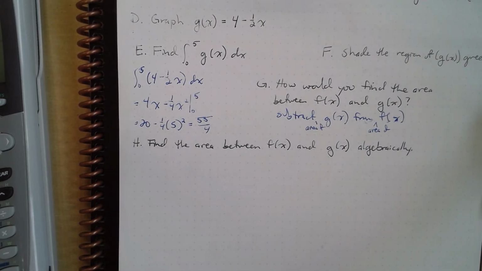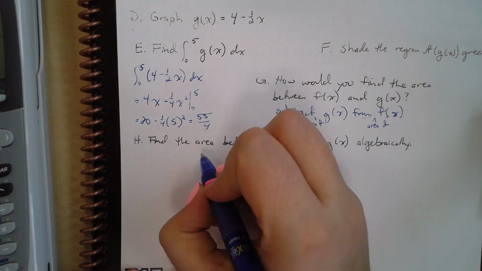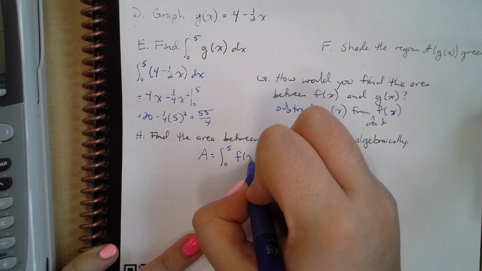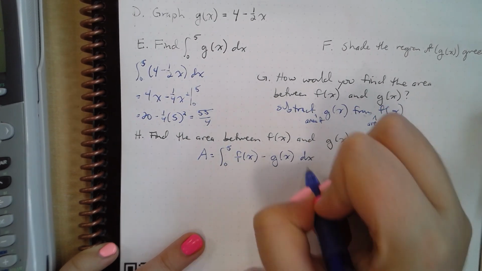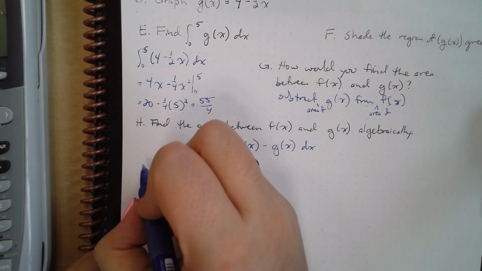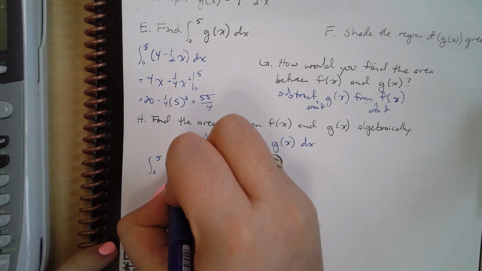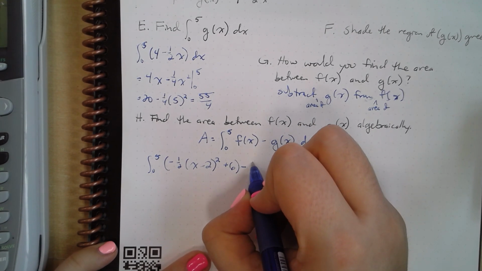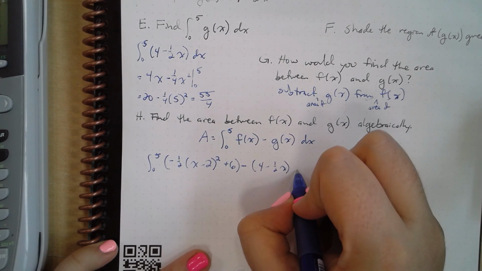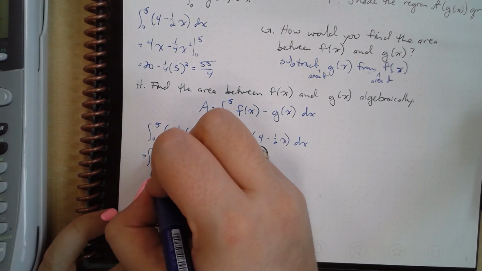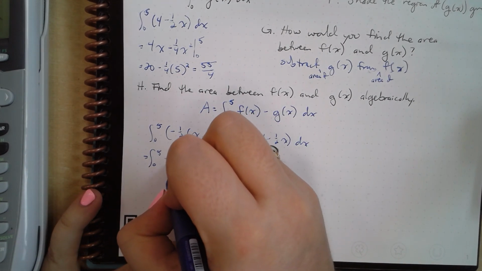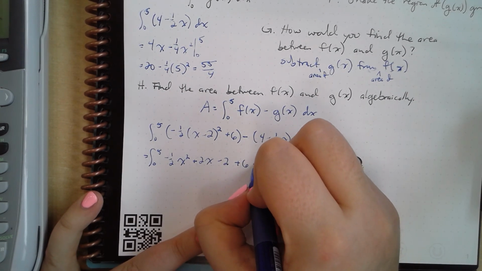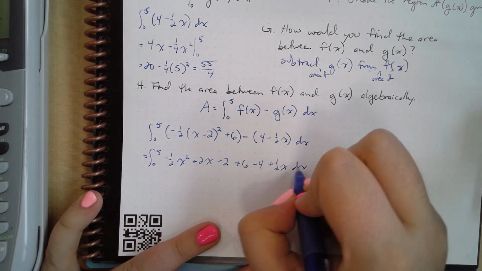Well, in order to find this algebraically, we're still just going to use subtraction. So all we would do, that area between the two curves would be equal to the integral from 0 to 5 of f of x minus g of x dx. Well, let's actually do that. Let's see what kind of an answer we're going to get. So we would have the integral from 0 to 5 of negative 1/2 times x minus 2 squared plus 6 minus 4 minus 1/2 x dx. So that's going to be equal to the integral from 0 to 5. Well, here we'd end up having negative 1/2 x squared plus 2x minus 2 plus 6 minus 4 plus 1/2 x dx. We expand all of that out a little bit.